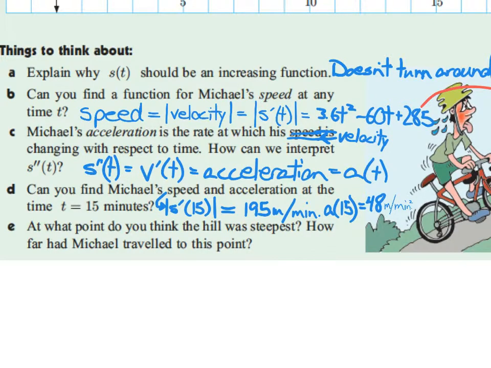At what point do we think the hill was steepest? Around t equals 10. How far had he traveled? How are we getting that? Just the first one. Plug it into the first formula. That's right. So S of 10. And what do we get for that?